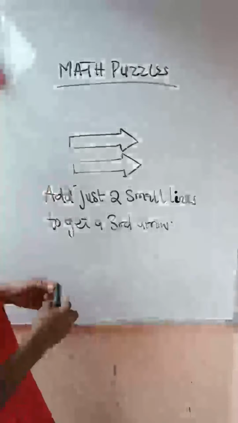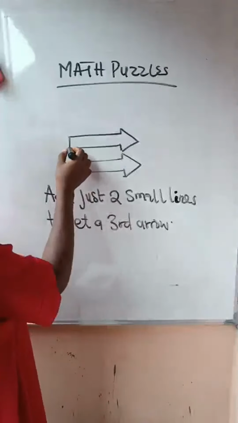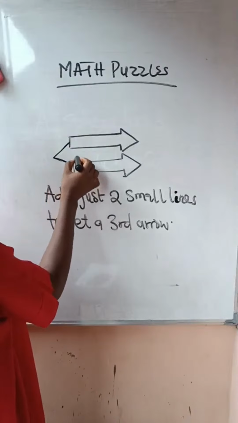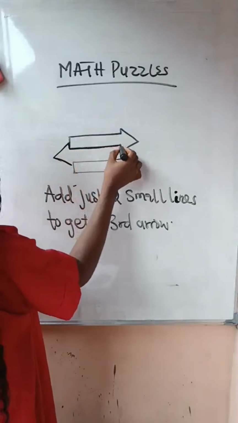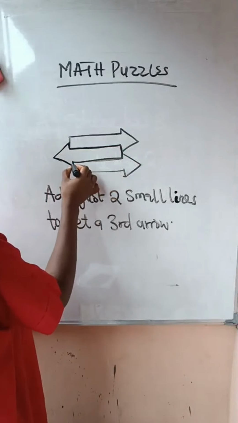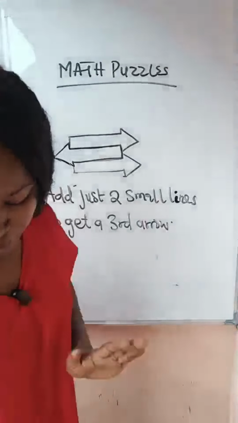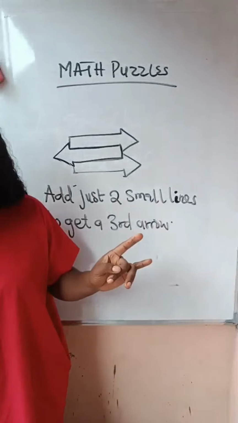Okay, now this is it. You guys got it right. So the only thing we need to do is to add this, add that. That way we have the third arrow of the same size. Okay, nice one. Now another question.